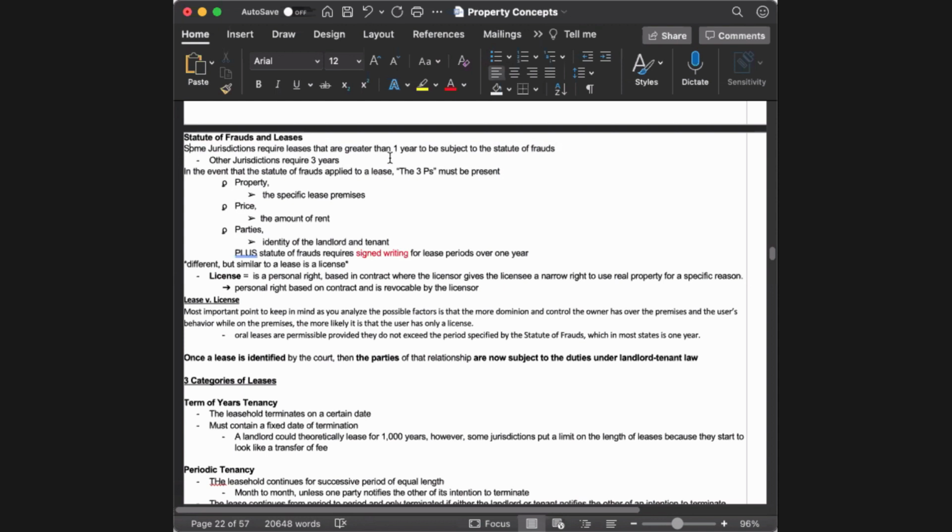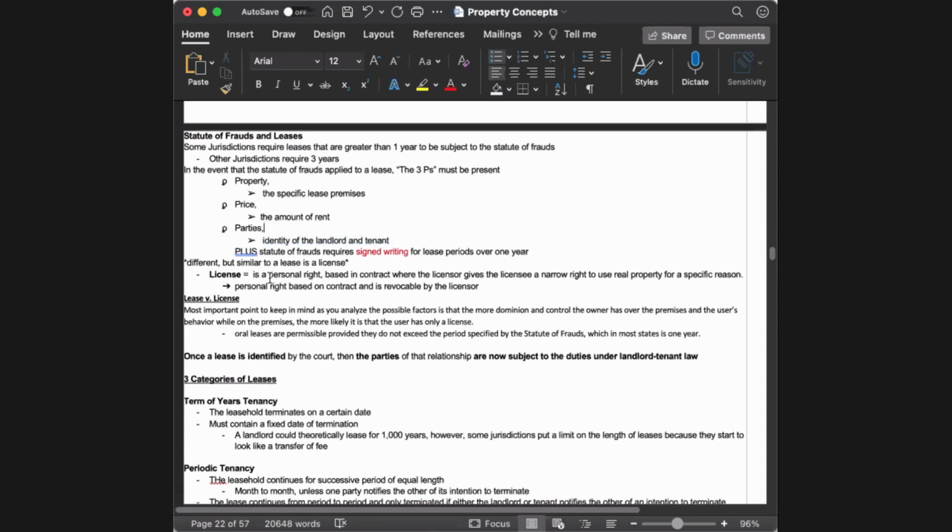Just be aware that 1 year to 3 years is usually the jurisdictional requirement. Look for the 3 Ps: what is the property, what is the amount paid, and who are the identities of the landlord and the tenant? Are those in the written instrument, yes or no? Is it signed? And then move on. I don't see a situation where you'd actually have to do a statute of frauds analysis. But again, be aware of it.